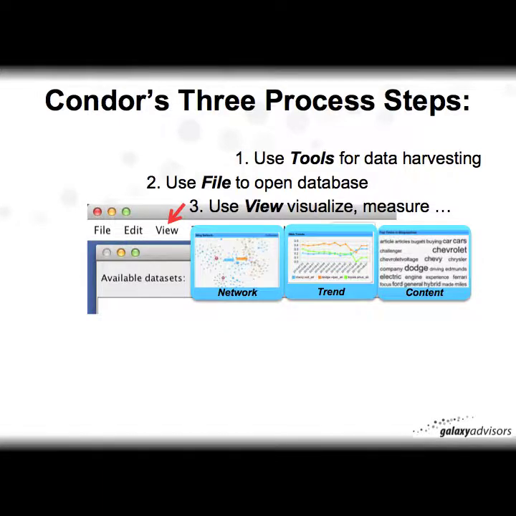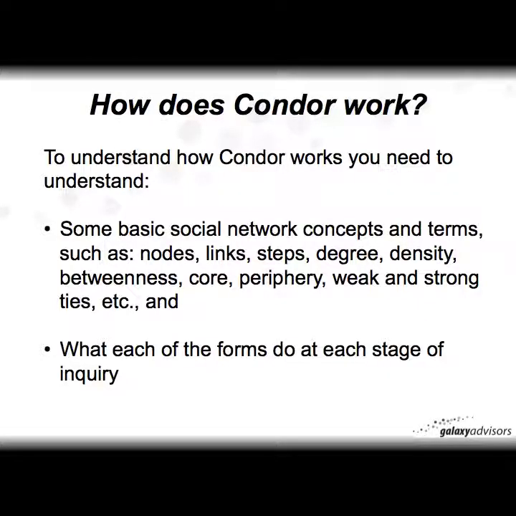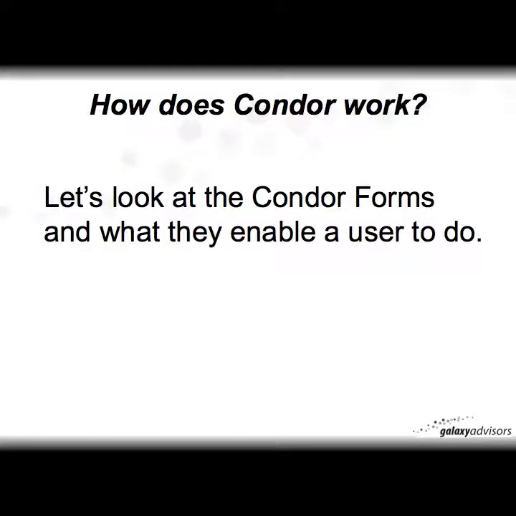Now, today I'm going to basically summarize and say that to understand how Condor works, you need to understand some basic social network concepts and terms such as nodes, links, steps, degree, density, betweenness, core, peripheral, weak and strong ties, etc., and what each of the forms do at each stage of inquiry. Now, I'm not going to go into the basic social network concepts. I'll leave that to something later, or most of you already know that. I'm going to spend most of the time here on the forms. So let's look at the Condor forms and what they enable a user to do.